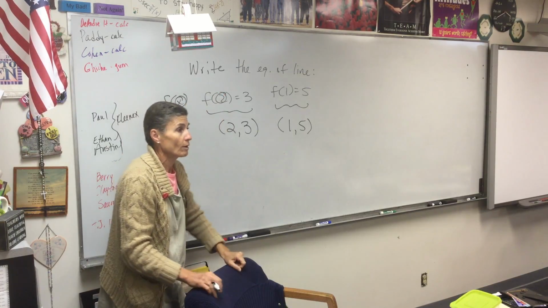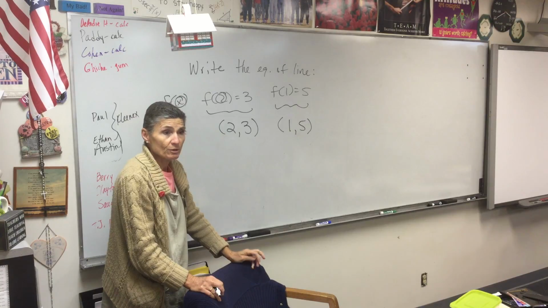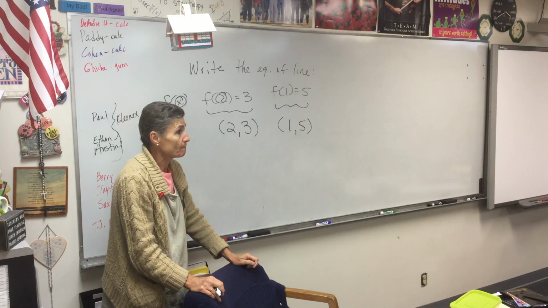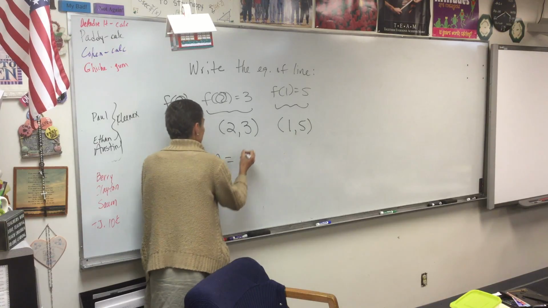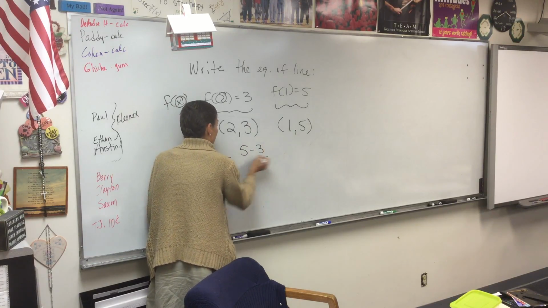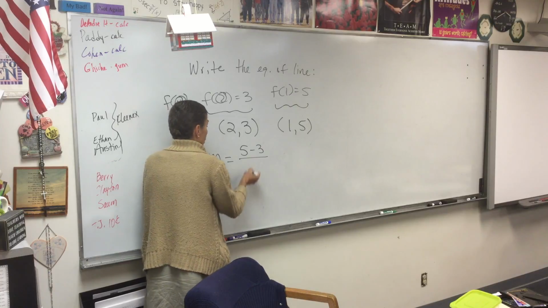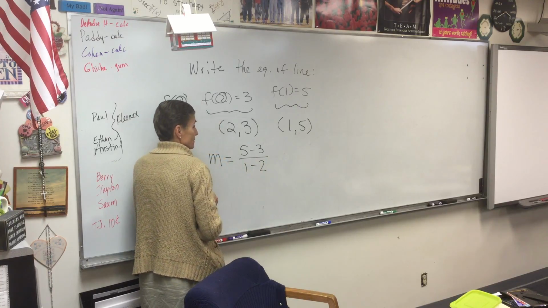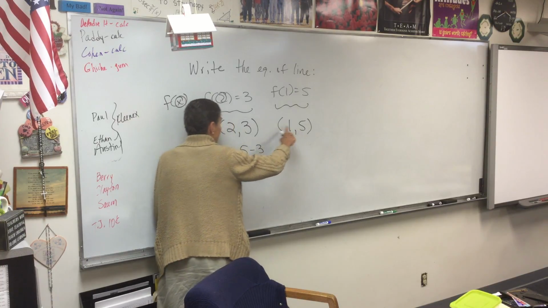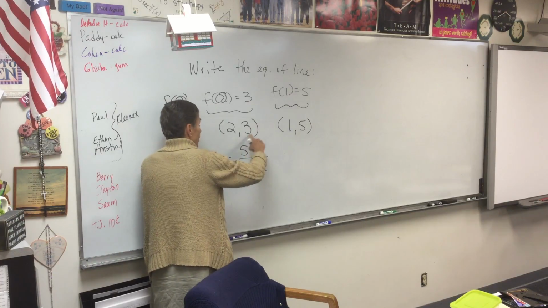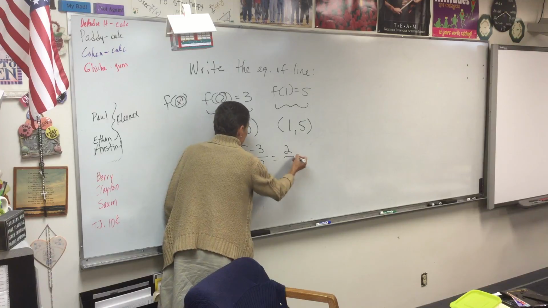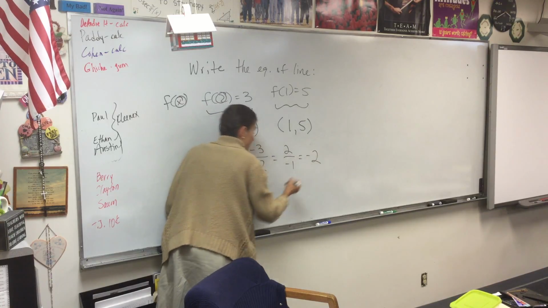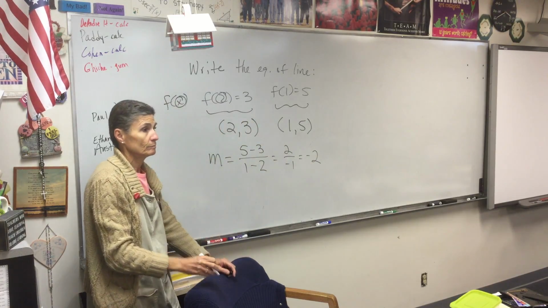You've done this before. What does it take? How do we write the equation of the line? We've got to find the slope. So the slope would be y minus y over x minus x. So what does that end up equaling? -2?